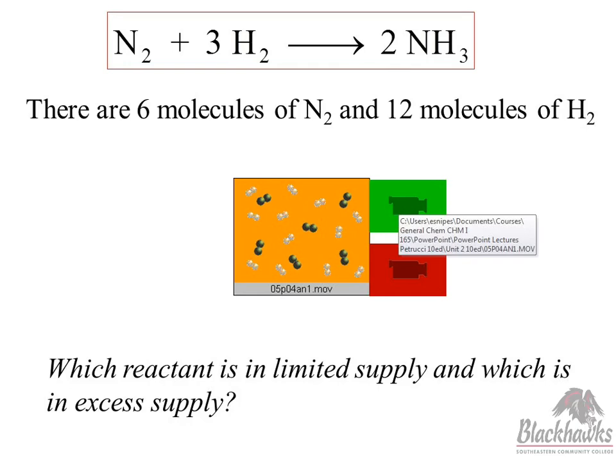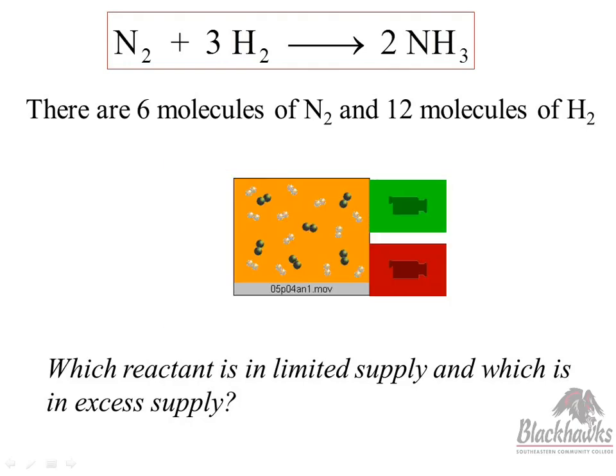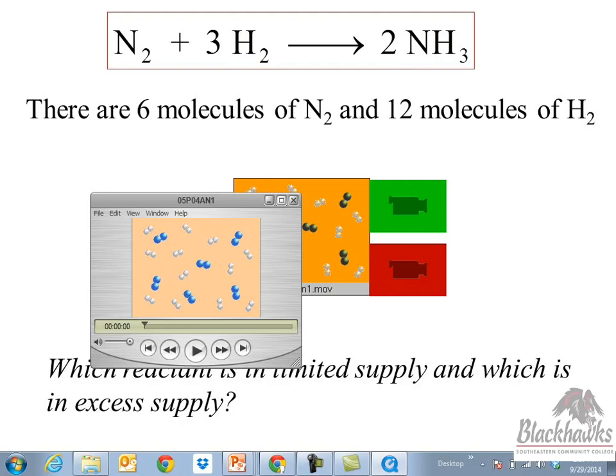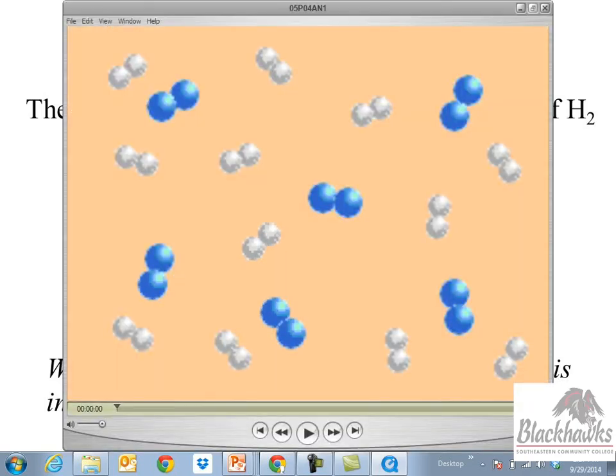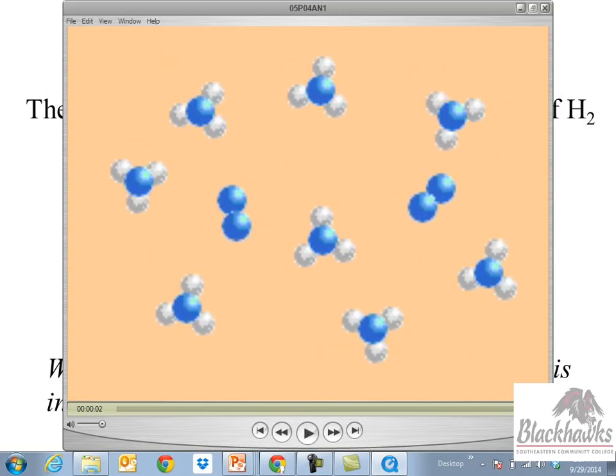Okay, it's simply saying the have amounts are 6 and 12. 6 molecules of nitrogen, 12 molecules of hydrogen. And you're going to see the little dance and see what's left over. Okay, so the 3 sets of 3 atoms are NH3. And it looks like what we have left over is N2.